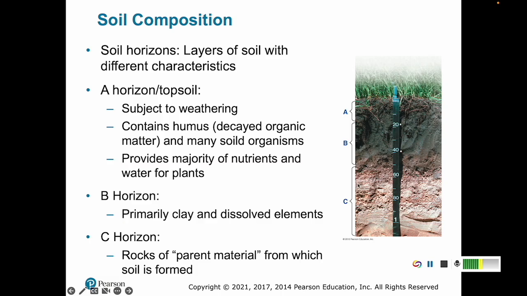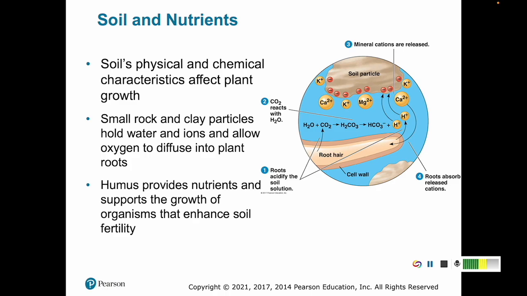It acts as the parent material from which soil is formed, but really this A is where the plant is getting most of its nutrients and most of its water. You can see there's not a lot of roots coming down below A, and absolutely not coming into this C level. The physical and chemical characteristics of the soil will affect how the plant is growing. If there are rocks and clay in the soil, they'll hold water and hold ions and allow oxygen to diffuse into the plant. Humus will provide nutrients and will support the growth of organisms that enhance the soil fertility.